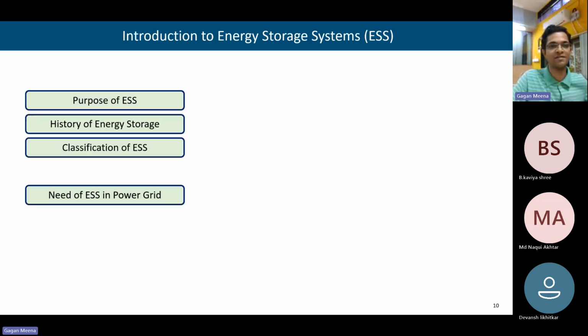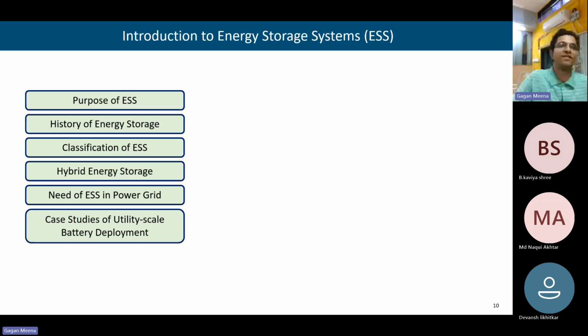If we see in the introduction, we saw what is the purpose of energy storage, brief history, classification, then hybrid energy storage. Why do we need energy storage in the power grid? And different case studies of utility scale battery development or deployment. Nowadays, the cost of energy storage is declining rapidly. In the near future, in India also, around 25 gigawatt of energy storage is in the pipeline.